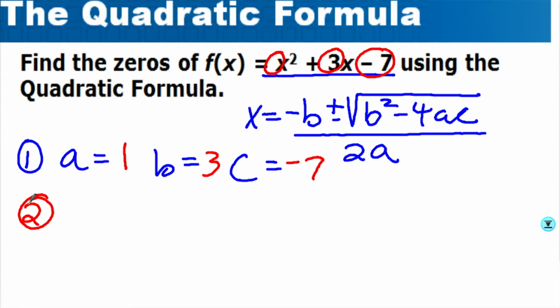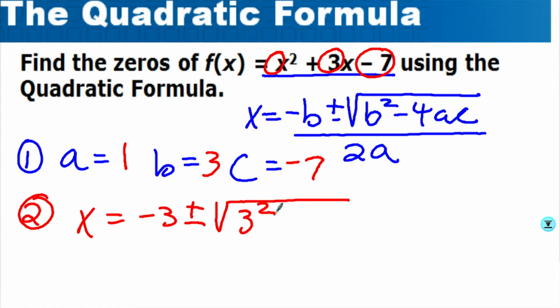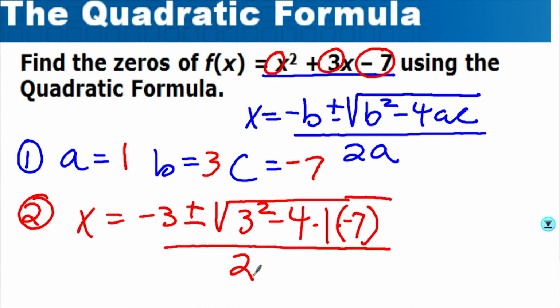Step 2 is a matter of substituting. So I'm going to substitute all those values now into the quadratic formula. So my b is 3, so I have a negative 3 plus or minus the square root of 3 squared minus 4 times my a, which is 1, times my c, which is a negative 7. And since that's a negative, I'm going to use a parenthesis so that we don't get confused there. And then that's all divided by 2 times my a, which is 1.